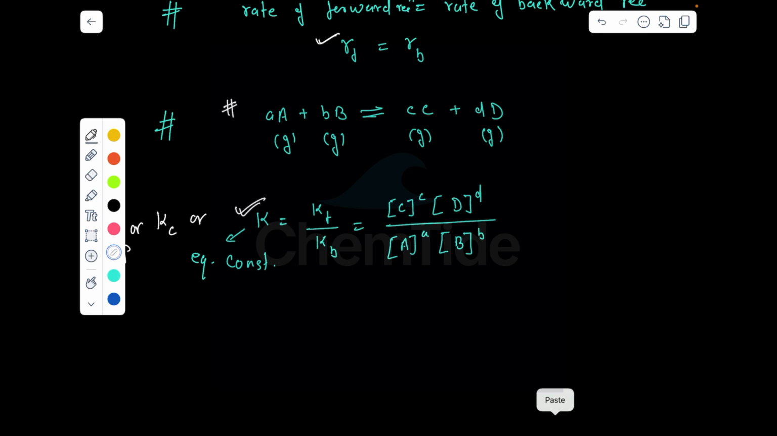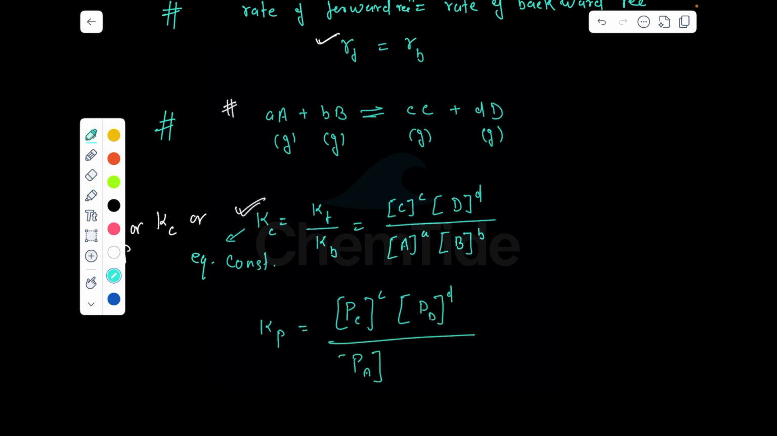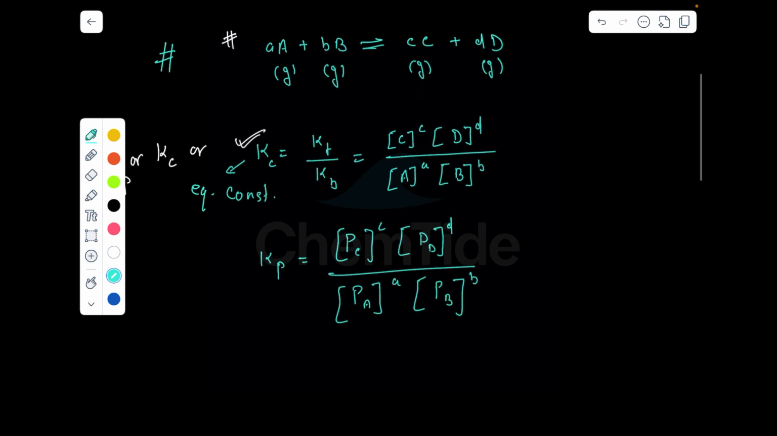If I need to write Kp, it is equal to the partial pressure of C to the power c and the partial pressure of D to the power d, over the partial pressure of A to the power a and the partial pressure of B to the power b. Remember that Kc and Kp are valid for ideal conditions. The container should be closed, there should be no color change, and the temperature should be fixed.